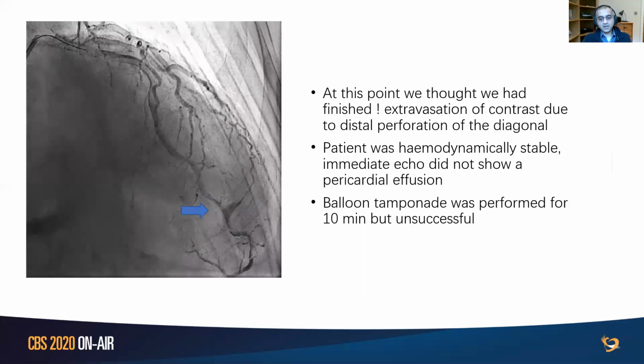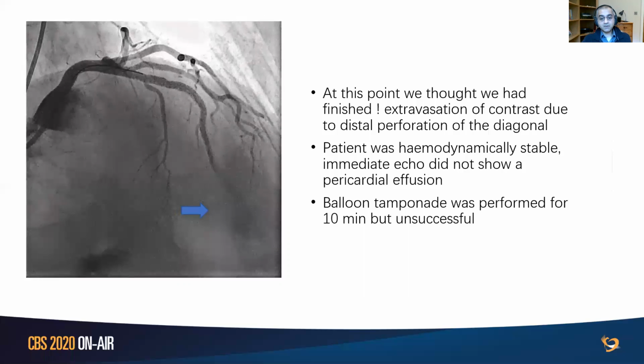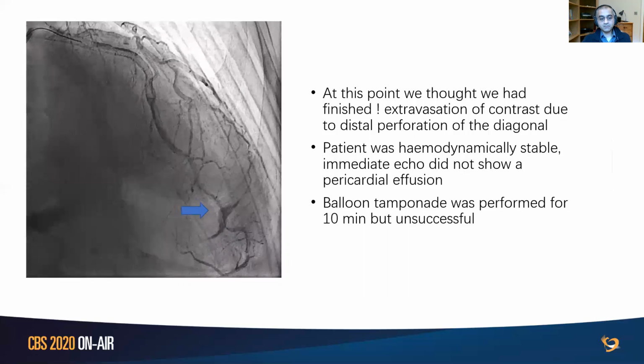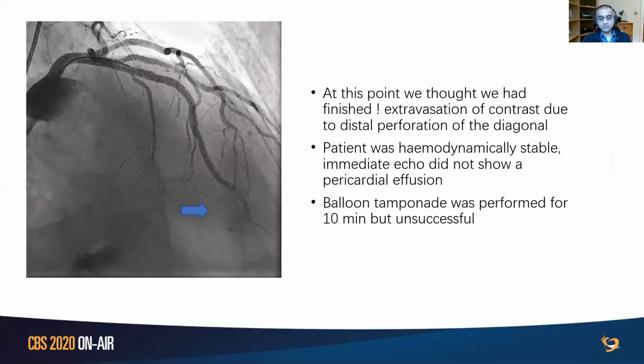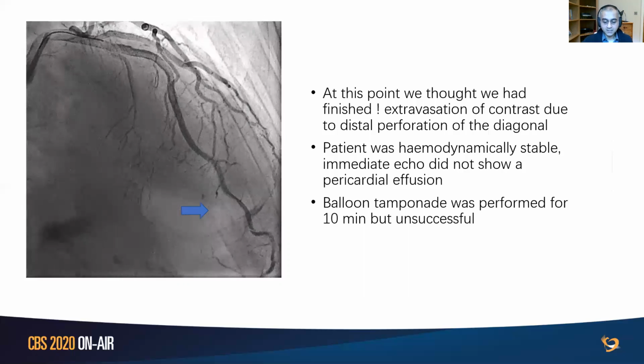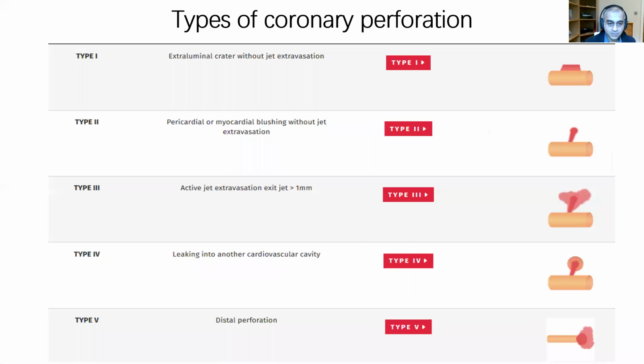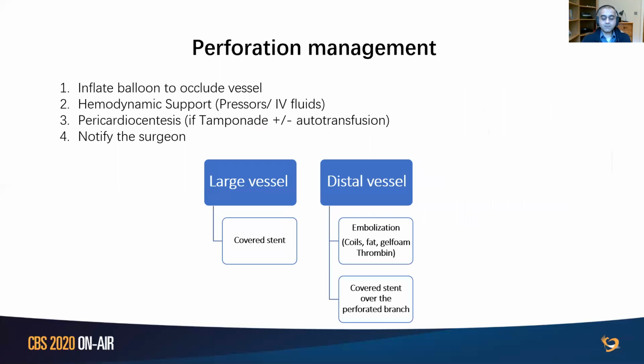I asked for an echocardiogram, and reassuringly it didn't show any evidence of pericardial effusion. The gentleman also was hemodynamically stable. So whilst the balloon was up, of course we're dealing with a type 5 perforation on the modified Ellis criteria. Whilst the balloon was up, we were just considering our options.